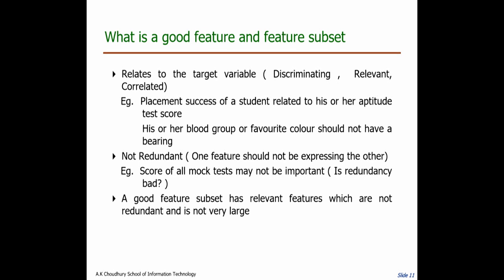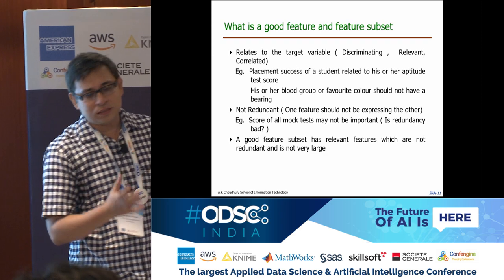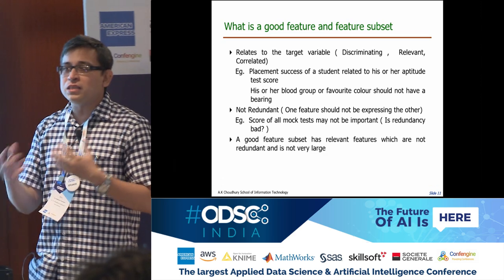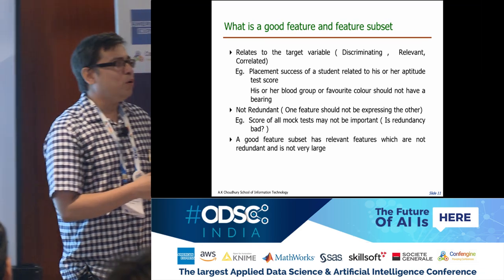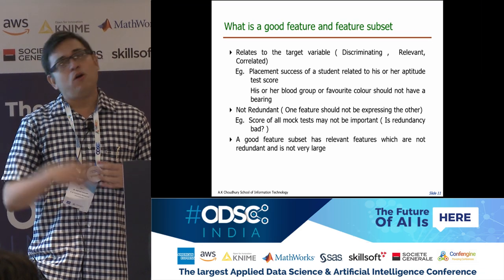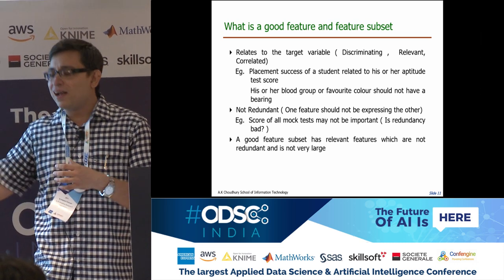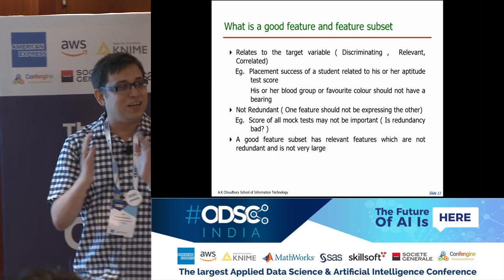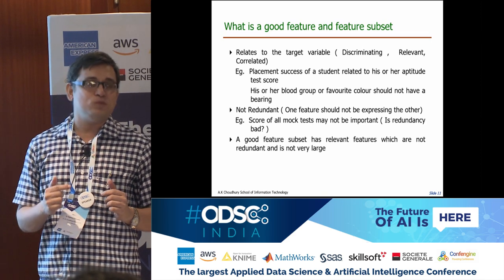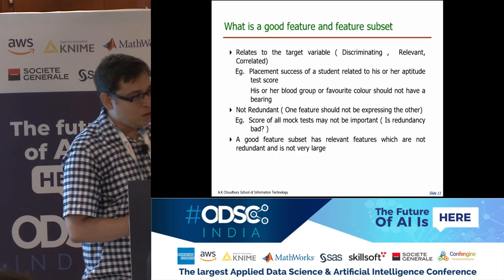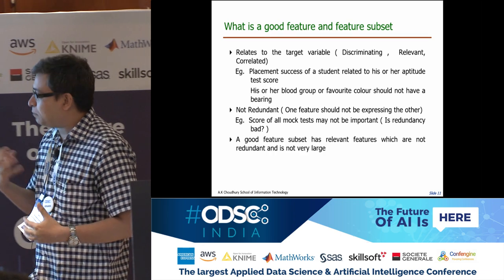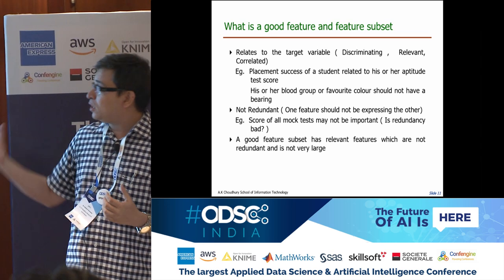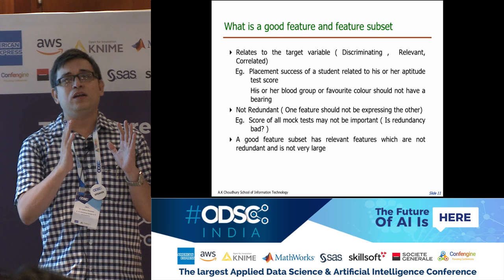So here I have put a question: is redundancy bad? I mean, if we get more features and they are redundant, is it bad? Let me give you a small example. Maybe you are preparing some sweet dish. You have added sugar and also honey and maybe also jaggery. Of course you understand that it will be oversweet. That's how, if you have features which express the same information, your model will get confused or get biased towards that. So what will be a good feature subset? A good feature subset will have relevant features which are not redundant, and the feature subset is not unnecessarily large.